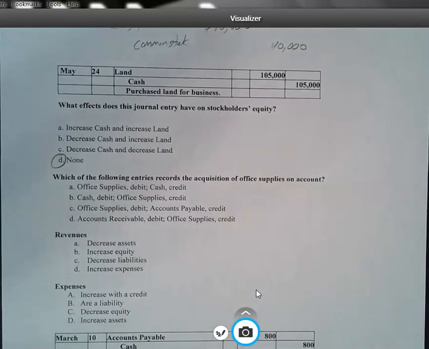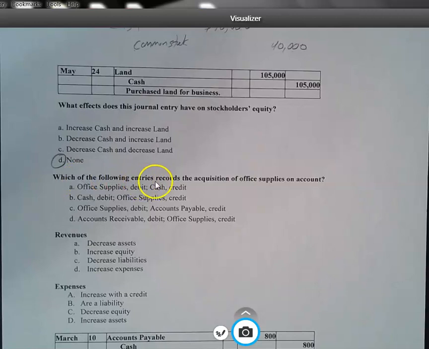None. We are simply increasing one asset and decreasing another asset. So when we include this part right here about stockholders' equity, the answer is D. It is true that cash is going down and land is being increased, but that's over in the assets portion of the balance sheet. Cash is a current asset, land is a long-term asset or non-current asset. So D is our correct answer.